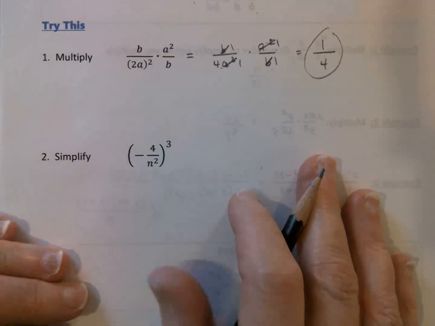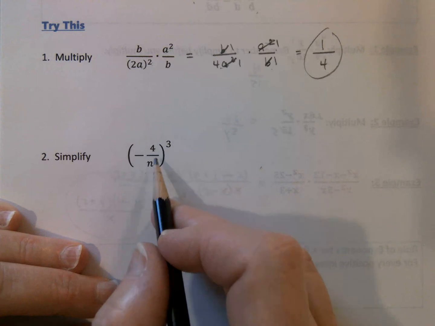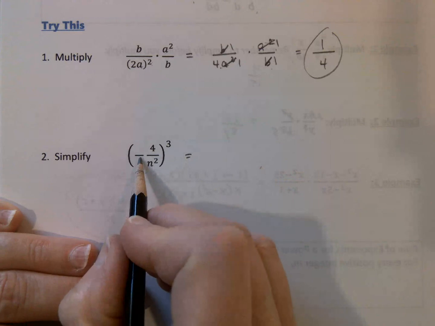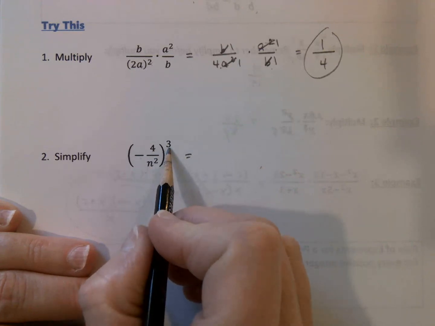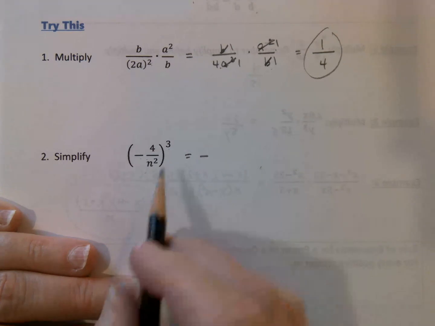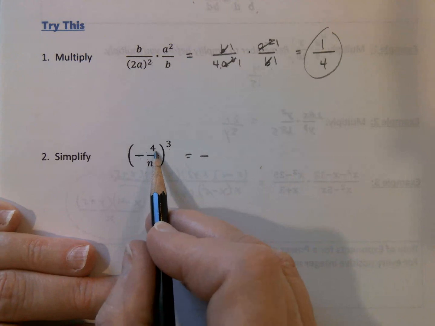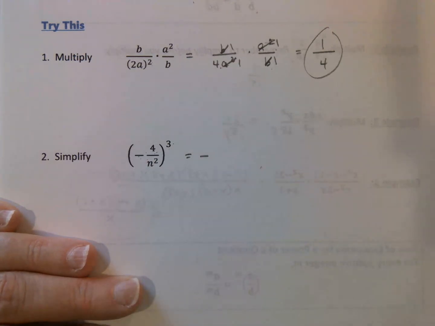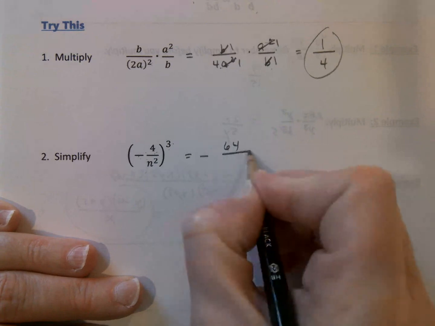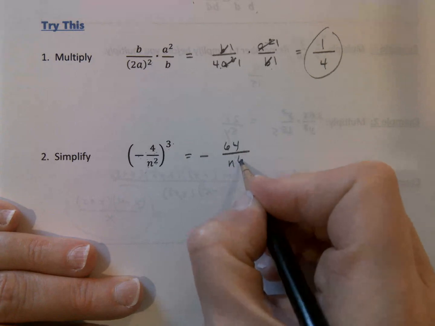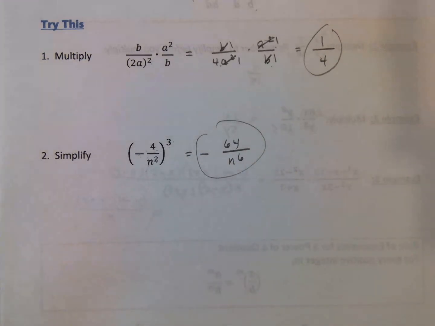Here, I have one fraction, but it's being raised to the third power, which is the same as this fraction used as a factor 3 times. Because this is negative and the exponent is odd, my answer is going to be negative. Because a negative times a negative is a positive, and a positive times a negative is a negative again. 4 to the third power: 4 times 4 is 16 times 4 is 64. And then n squared to the third power, you multiply the exponents, so it's going to be n to the 6th. So negative 64 over n to the 6th power.